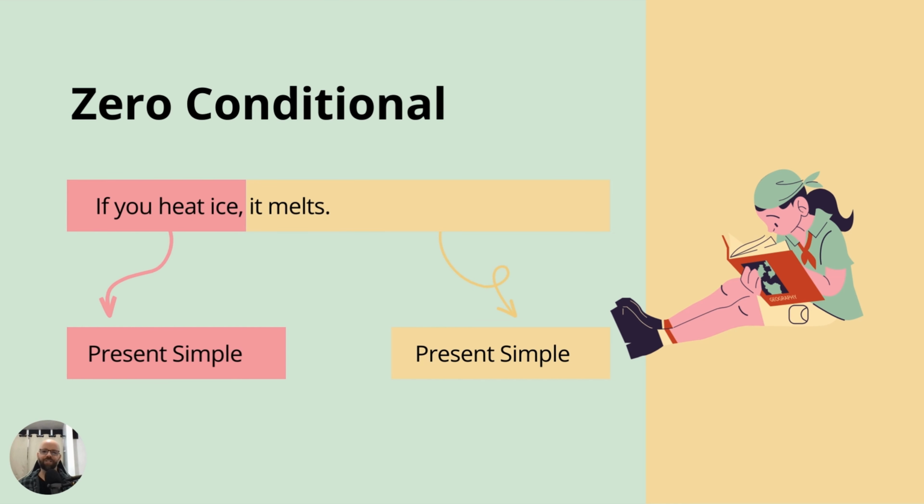The zero conditional is formed using the present simple here in pink and the present simple in the yellow. If you heat ice, it melts. Do you get ice or snow where you live?